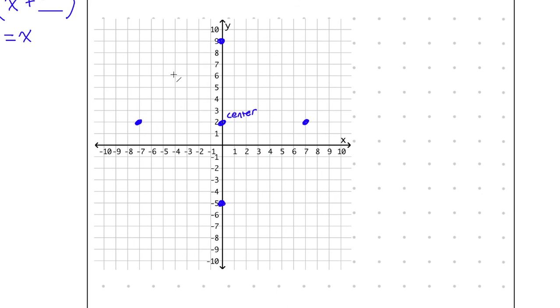Haha, I have technology, guys. That's not a circle. Where's my circle tool? There it is. And that's not what I want to make. I want to make a blue, empty circle right there.